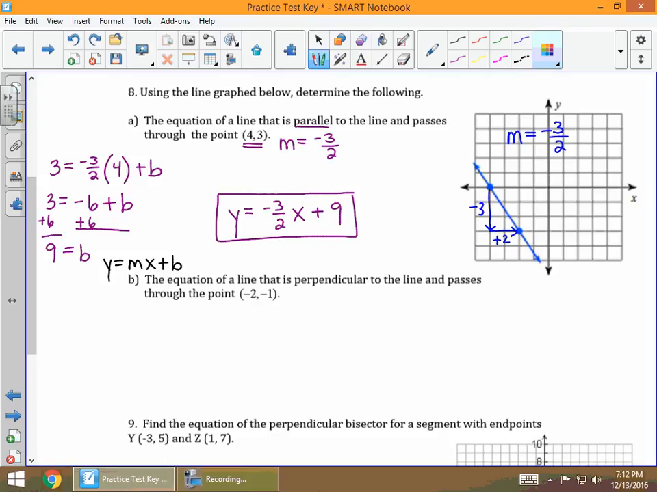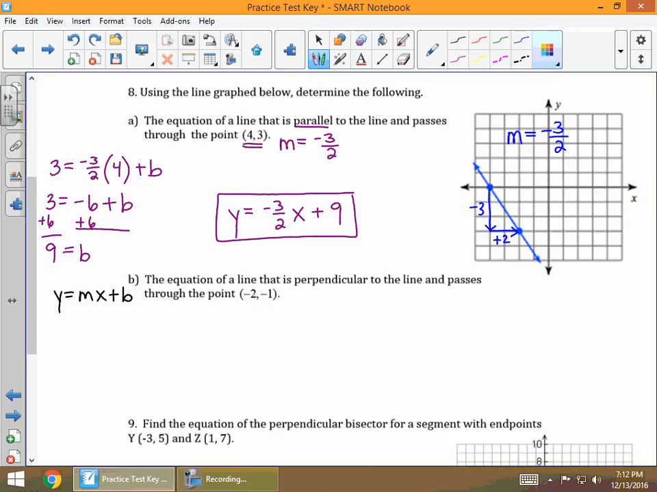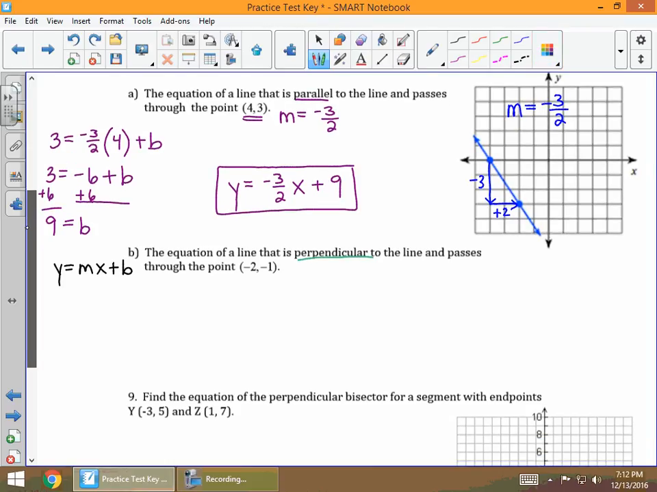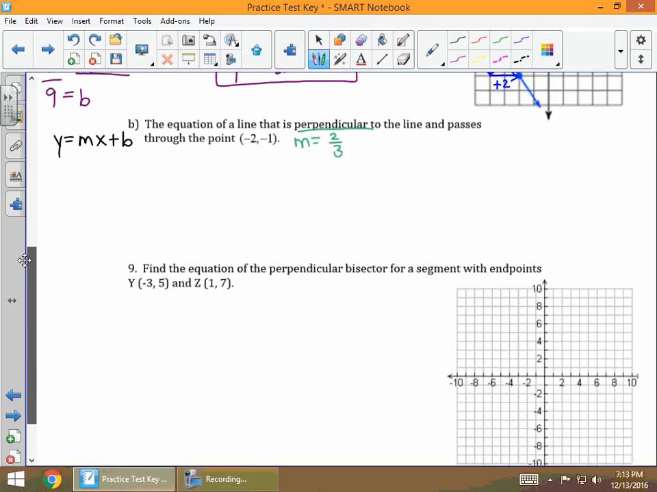Part B, find the equation again. So again, I'm doing y equals mx plus b. This time it says it is perpendicular to the given line. So that means my slope needs to be the opposite reciprocal. So the opposite reciprocal to -3/2 is +2/3. That is opposite reciprocal. And it has to go through the point -2, -1.